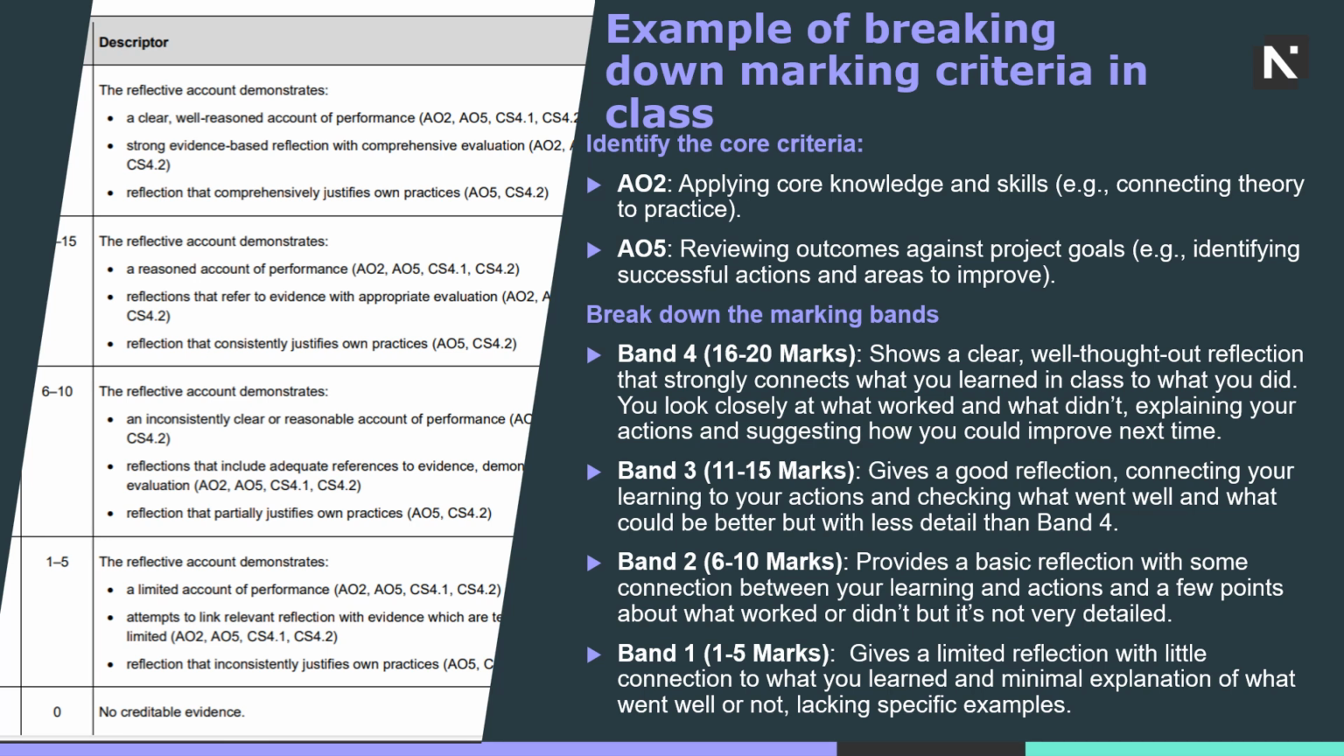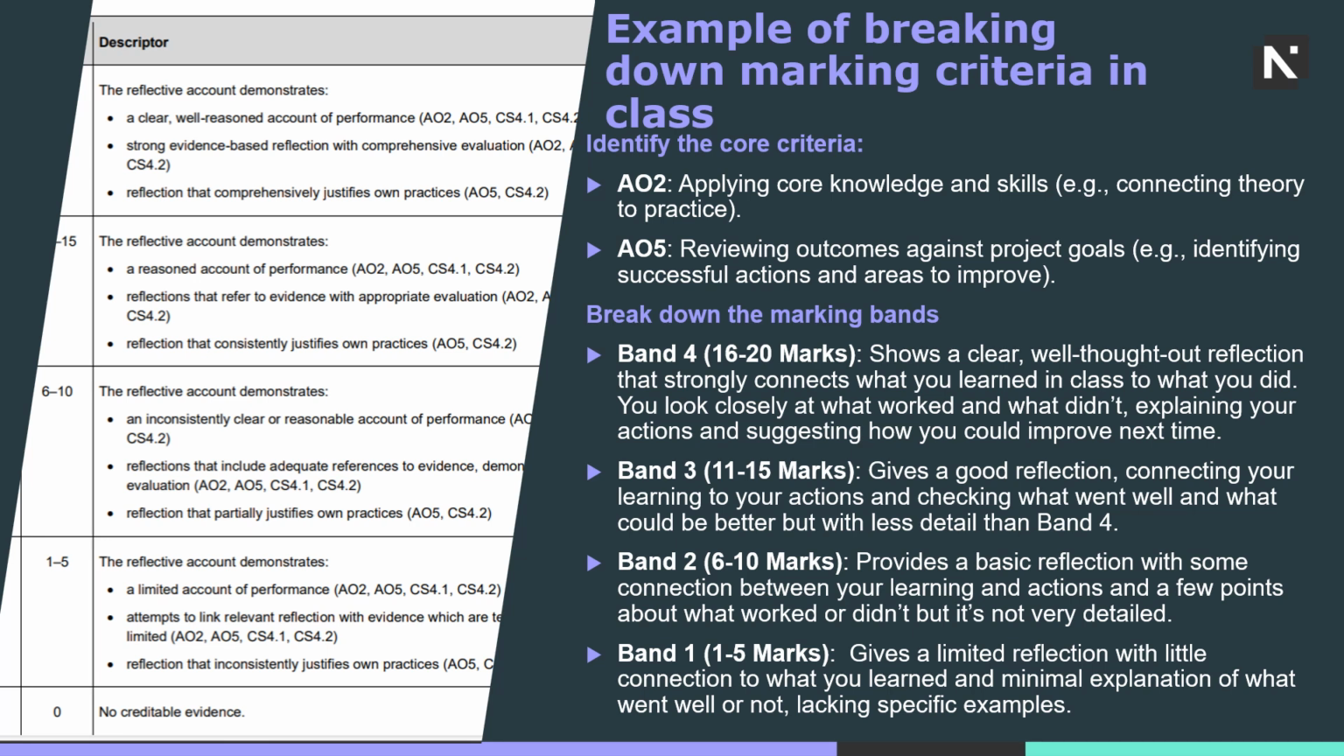For band 3, students deliver a good reflection, connecting their learning to their actions. They highlight what went well and what could be improved, but their explanation lacks the depth and detail of band 4. At band 2, a basic reflection is provided, with some connections between learning and actions. However, the analysis is limited and details about what worked or didn't are minimal. And at band 1, the reflection is limited. There's little connection to what was learned, and the explanation of success or failure lacks specific examples and insight.